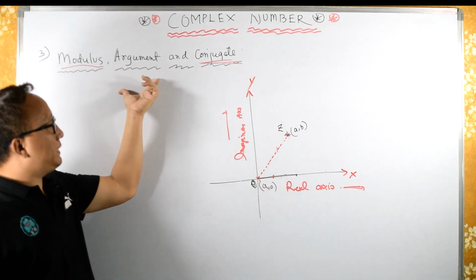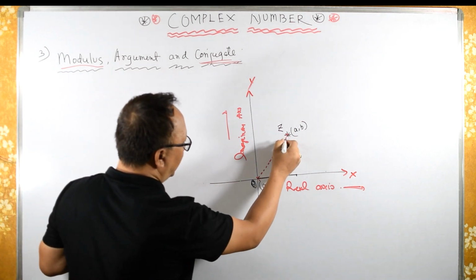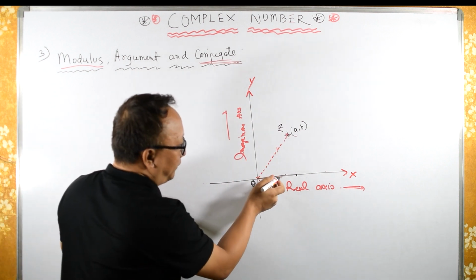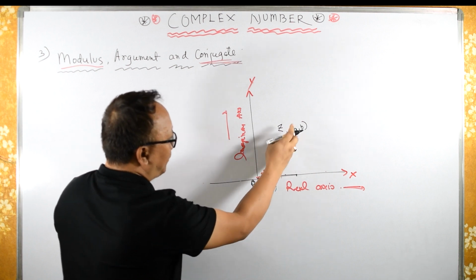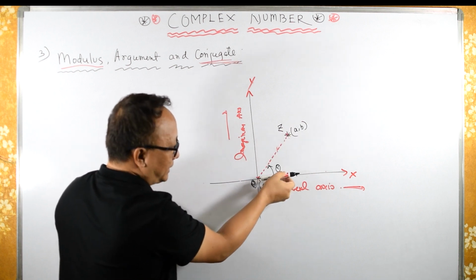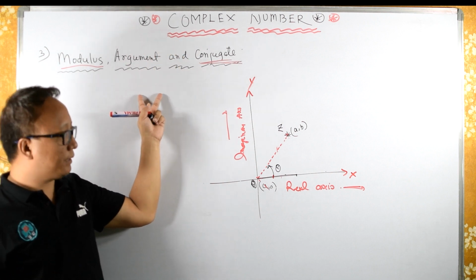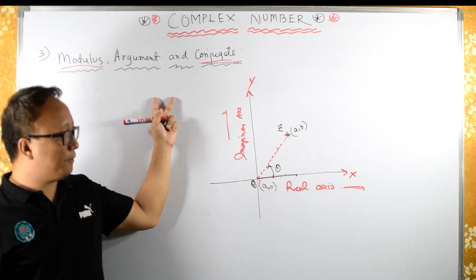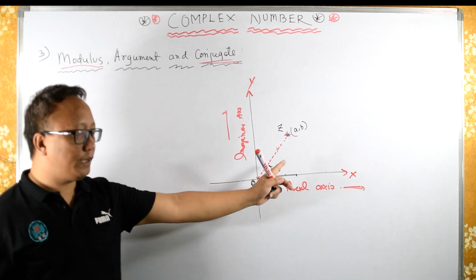What is the argument? Let's see. The argument is the angle made by this z to the positive x-axis. So this is the angle made by this z to the positive x-axis. The argument for this complex number is somewhat long, so you can see one of the other lectures, but for now I will speak very briefly over here.